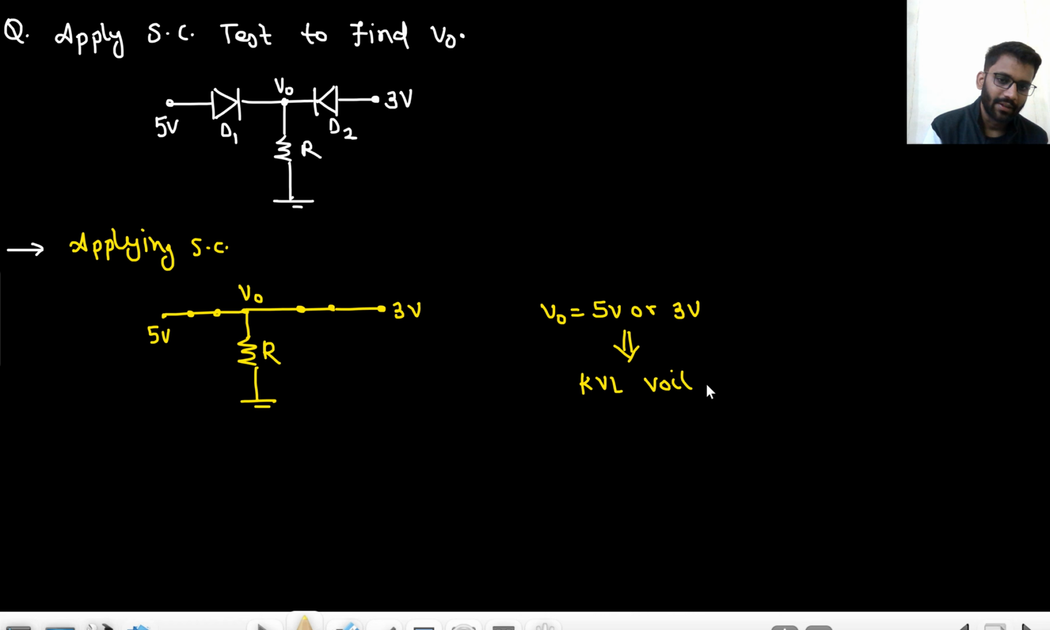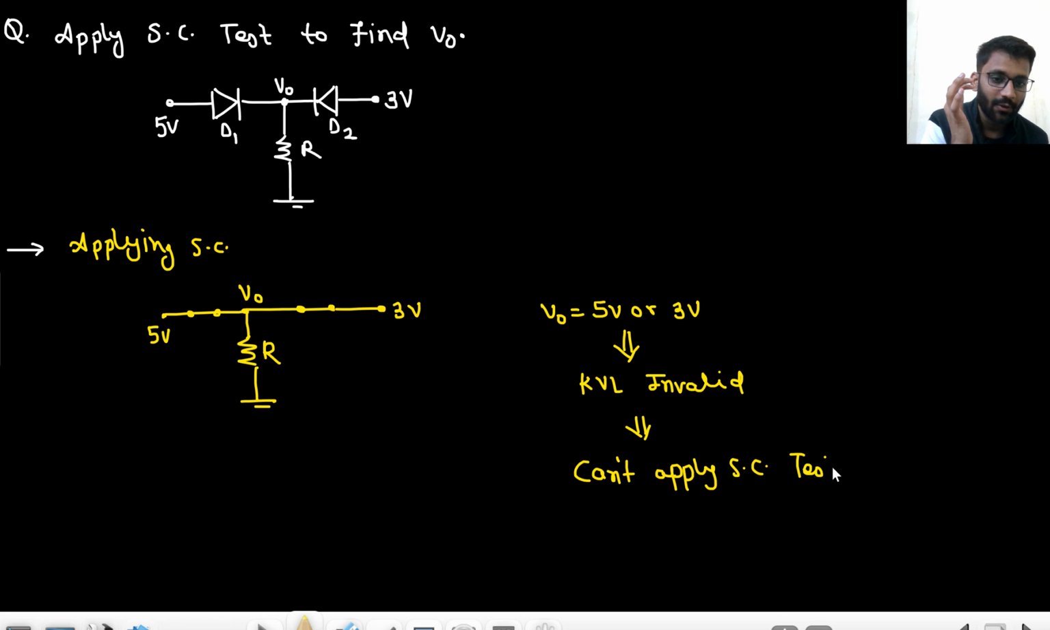I will write KVL invalid. Okay, KVL is invalid here, so I can't apply short circuit test here. Okay, can't apply short circuit test. So what will I do? I will apply open circuit test here.